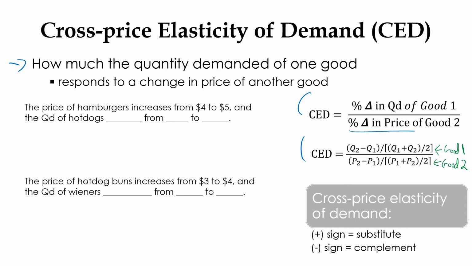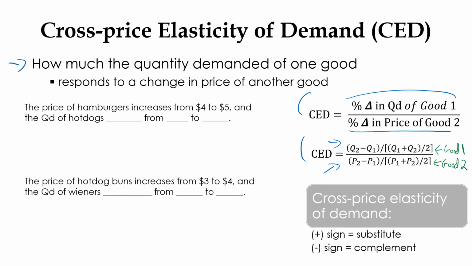If we have a price change in good 2, what's the implication for the quantity demanded of good 1? So we're dealing with the quantity demanded of good 1 on the top when we're using the midpoint method, as well as the price change of another good.